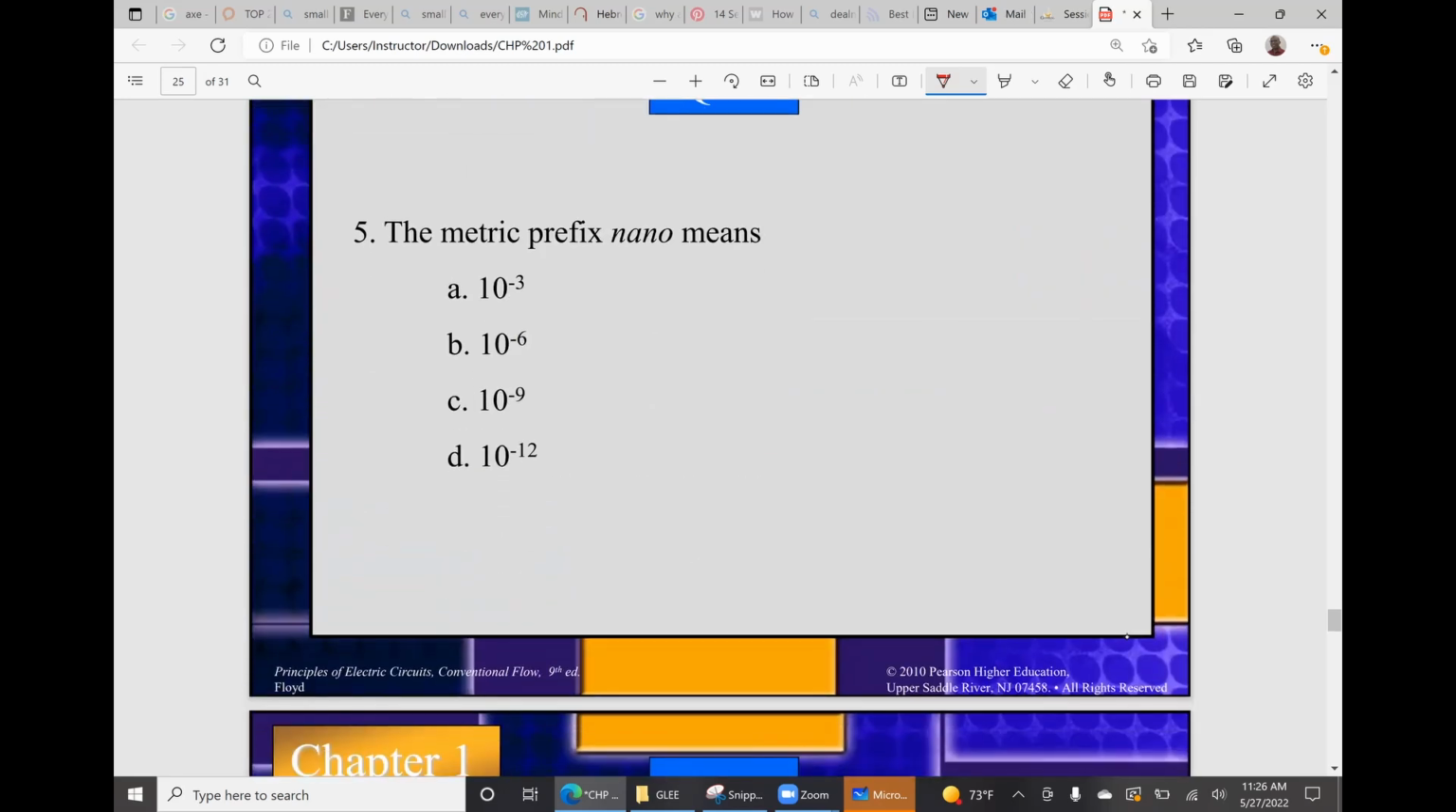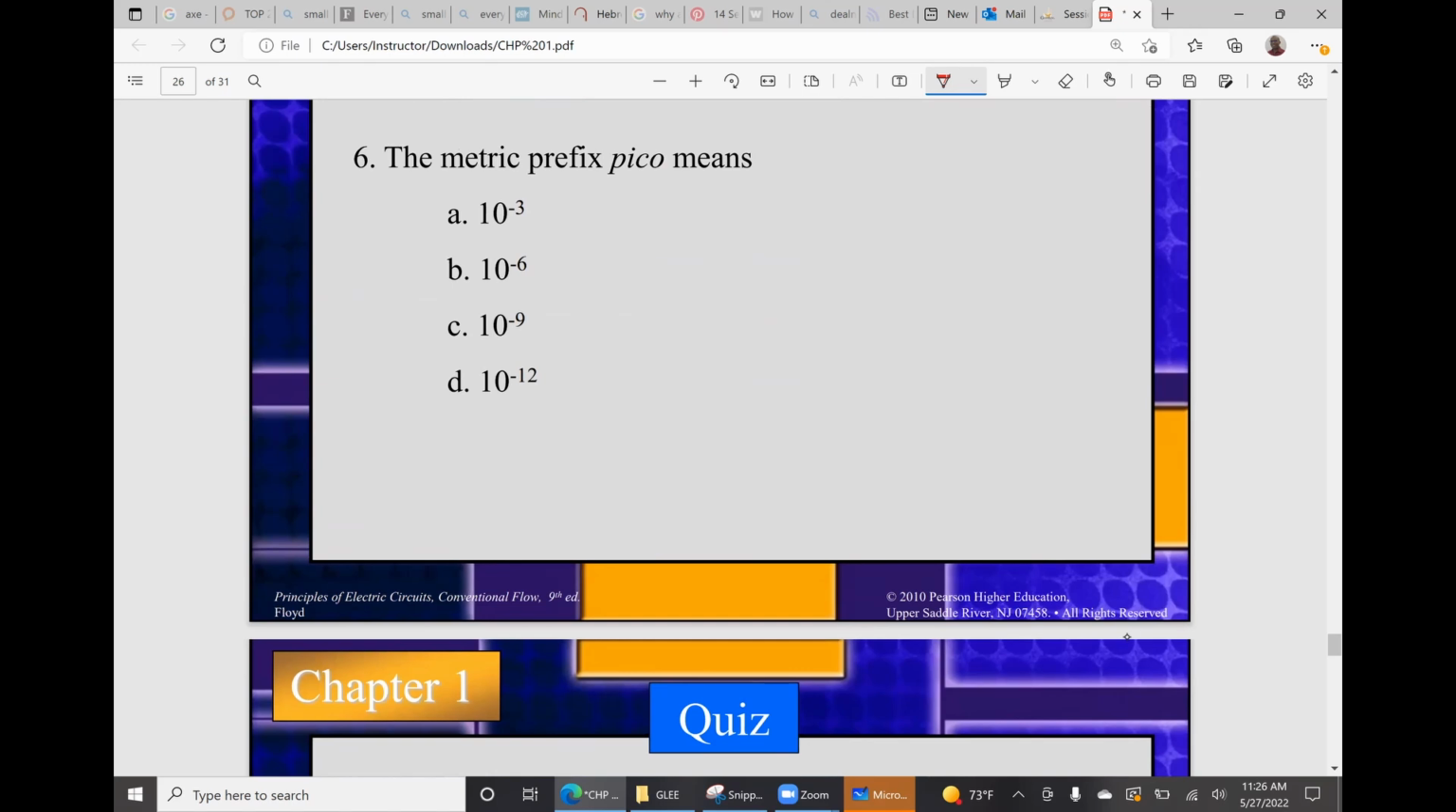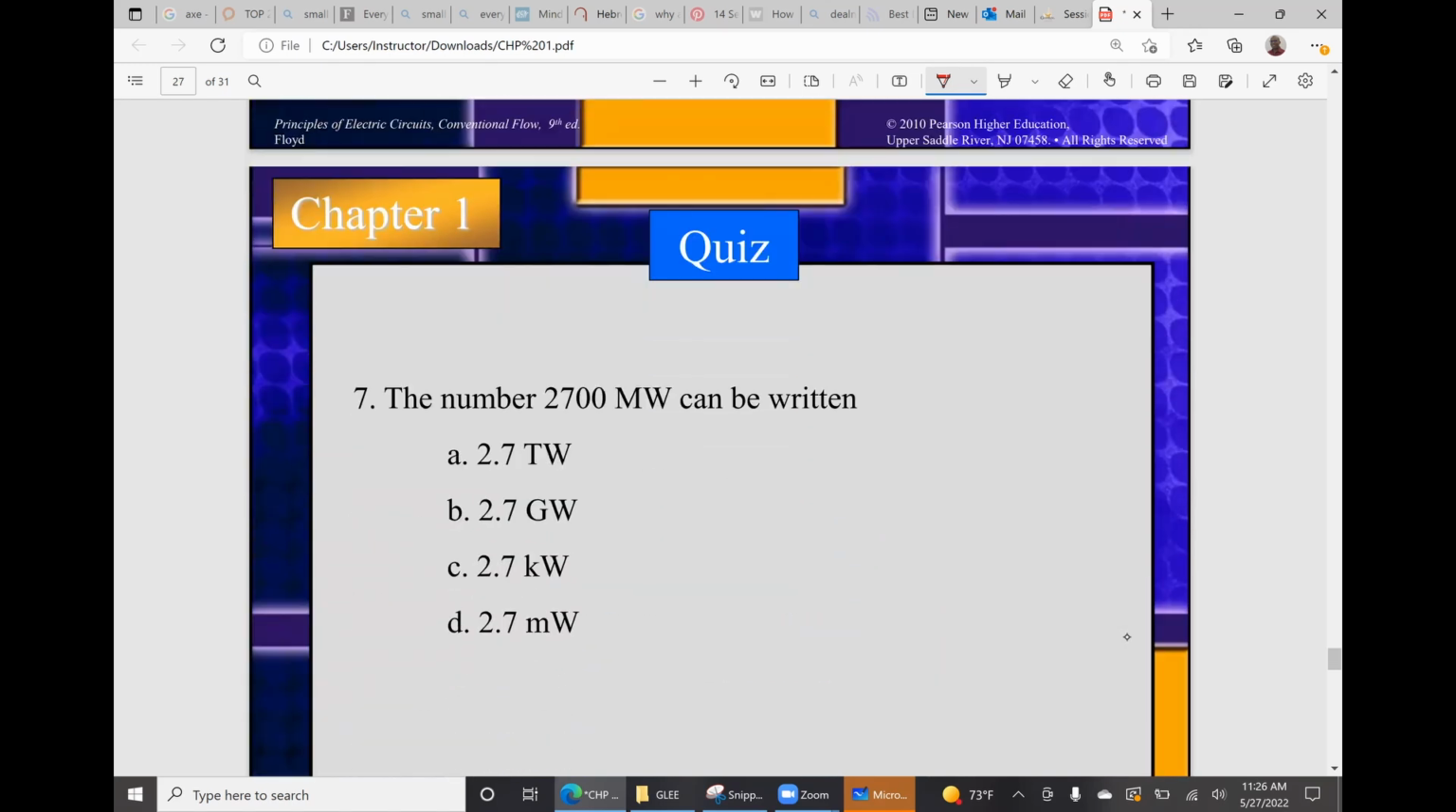Again, what do the prefixes mean? So of course, this one means milli. This one means micro. This one means nano. This one means pico. So they're not hard to remember, just take a look at them. The prefix pico, what does pico mean? Okay, this is pico right here.